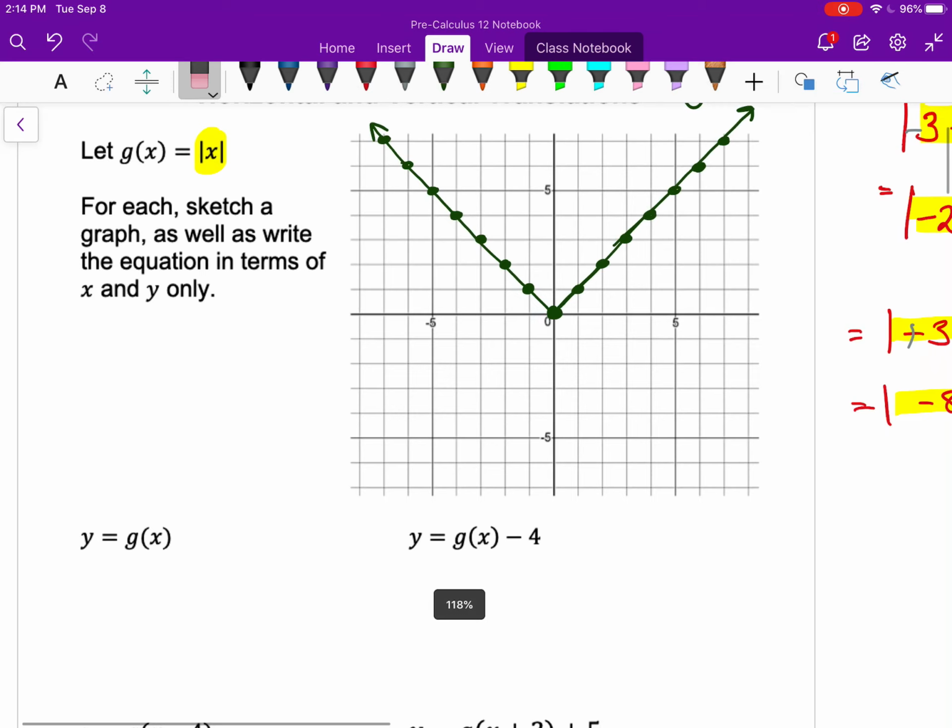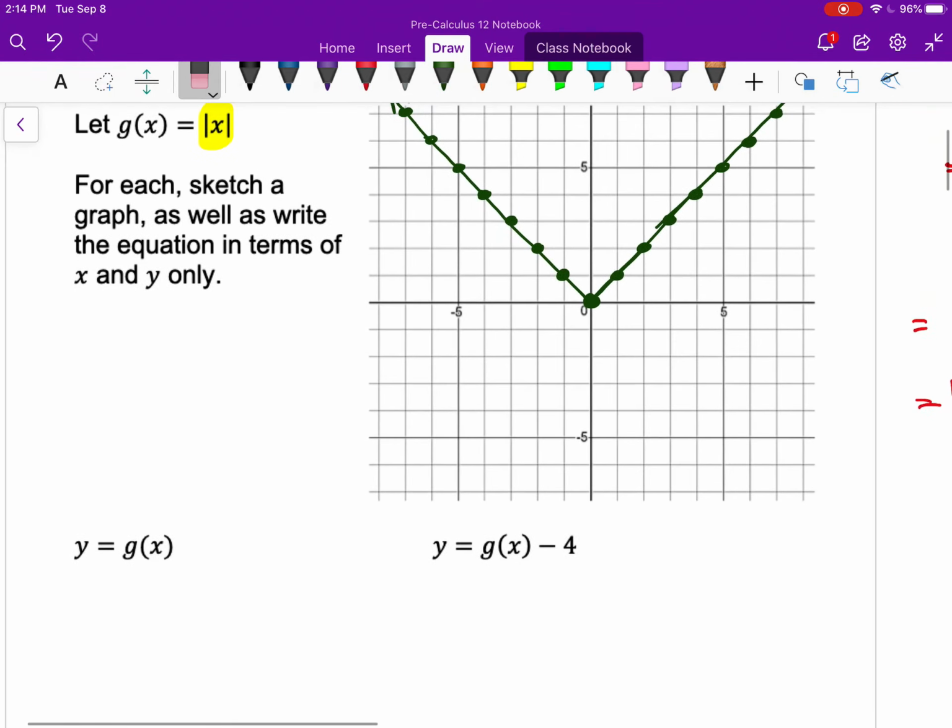Okay, so what I want to do here? Well, it says for each of these equations down here, sketch the graph as well as write the equation in terms of x and y only. So if I look at the first one, I've already graphed g of x. G of x is the absolute value of x. So I've already made the graph. But what's the equation?